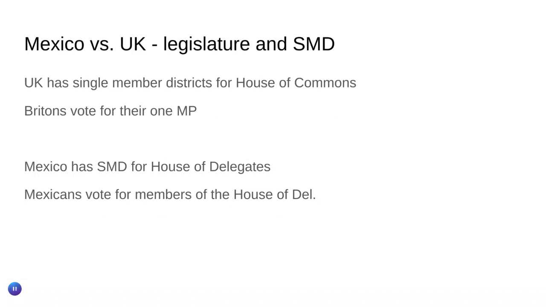That's a major difference. In the SMD part of the election for Mexico, and with the UK, which is all SMD, you've got one vote as a citizen for your national government. You vote for your member of parliament, which is the person in the House of Commons. In Mexico, you get several more votes. You have SMD for the House of Delegates, and so you vote in your district, and there's more in Mexico coming.